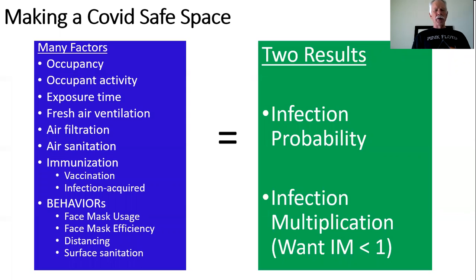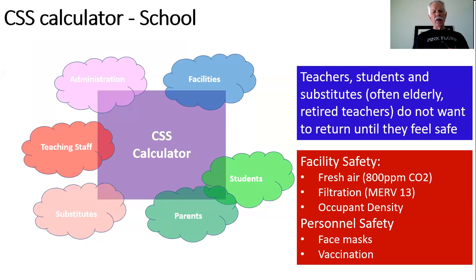As discussed in our introductory video for using the COVID safe space calculator, there's a variety of interacting inputs. And these inputs, both building operation, the amount of fresh air, the level of filtration, and the behavior of people to get vaccinated, to wear good, efficient face masks, these all impact the ability of the disease to be transmitted and then your probability of getting infected if you're susceptible. And so those are the two outcomes that we want to explore in every space. But in this case, we're concentrating on school.